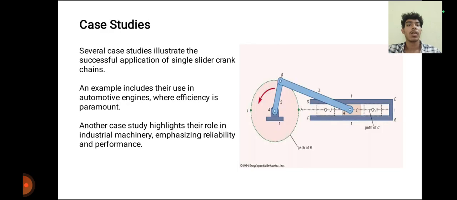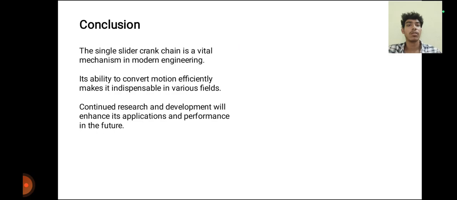Case study. Several case studies illustrate the successful application of single slider crank chains. An example includes their use in automotive engines, where efficiency is paramount. Another case study highlights their role in industrial machinery, emphasizing reliability and performance.